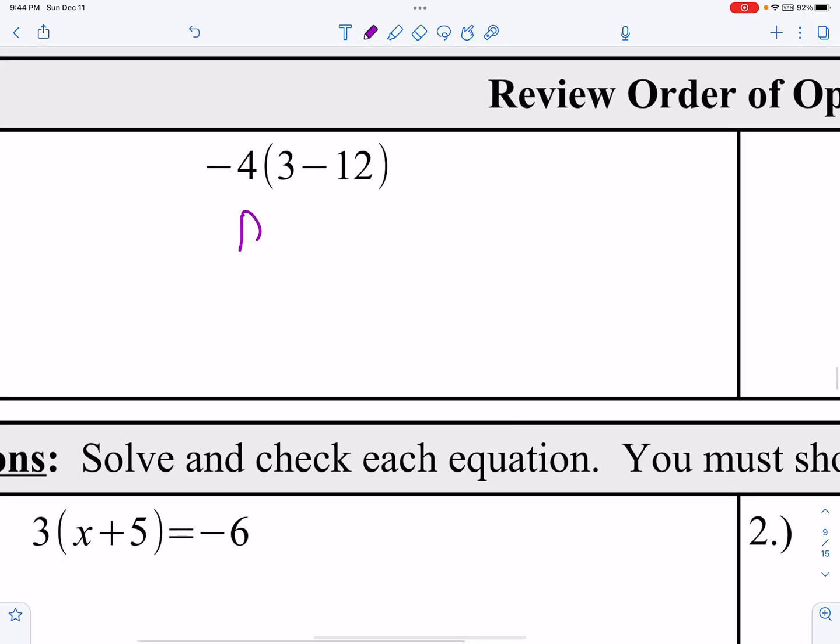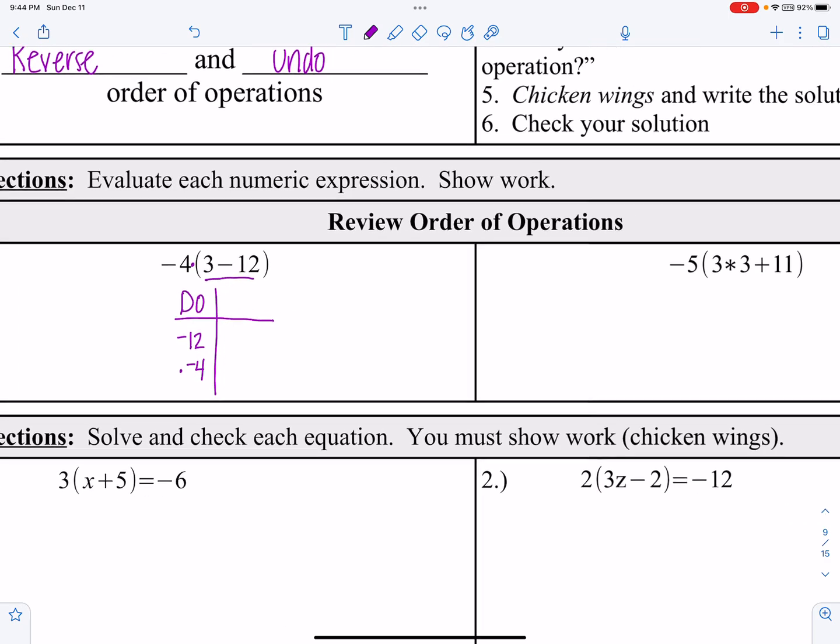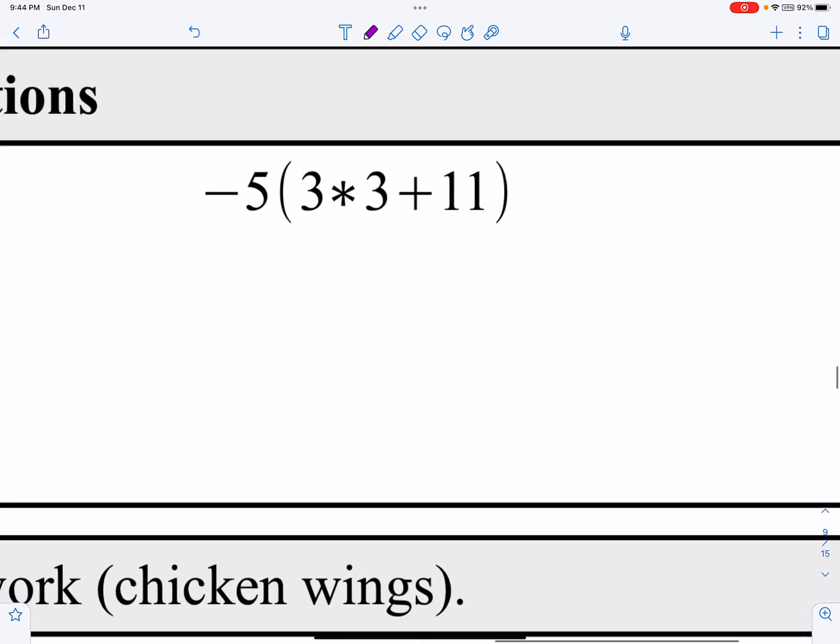So when we would be solving something like this, let's think about the do side of this, okay? The first thing that we would do is what's inside the punctuation. So inside this punctuation is a subtract 12, and then we would take care of the multiply -4. Okay, if we were to undo that, we would go backwards through that process. Let's go ahead and look at this one.